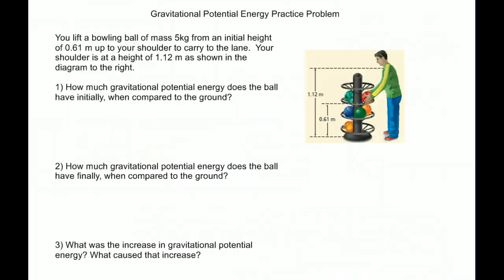Here's a practice problem for gravitational potential energy. We've got a bowling ball of mass 5 kilograms that we're lifting from here up to here. And I'm asking you to tell me how much gravitational potential energy it has initially when compared to the ground, how much it has finally when it's up at your shoulder as compared to the ground, and what was the increase and what caused that increase. So take a second, pause the video, figure that out, and then come right back.